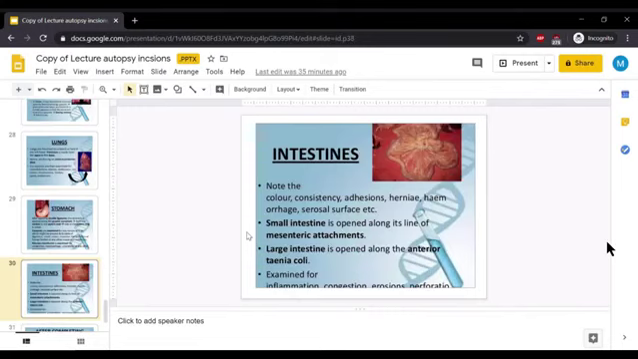While we are examining the intestine, we should observe the color, consistency, any adhesion, hernia, or hemorrhage. The serosal surface should be observed. The small intestine is opened along its line of mesenteric attachment. The large intestine is opened along the anterior taenia coli. While examining, we should observe any inflammation, congestion, perforation, erosion, or any abnormality.